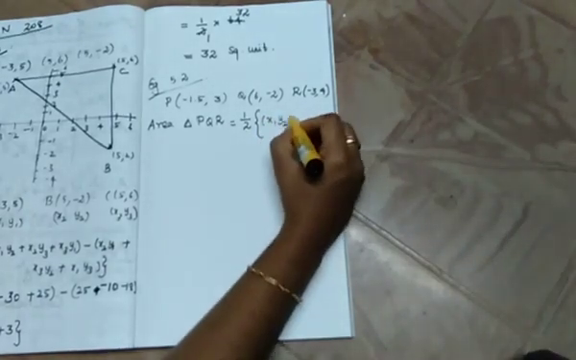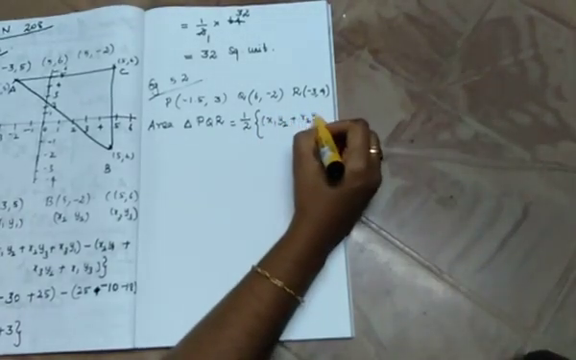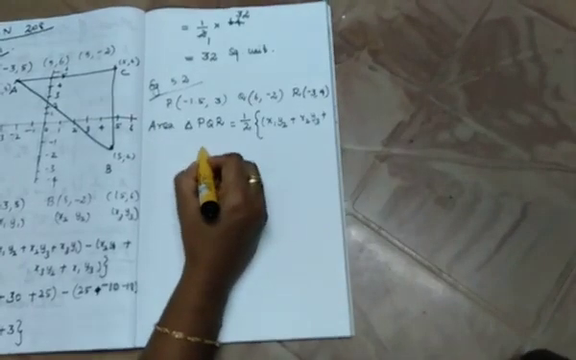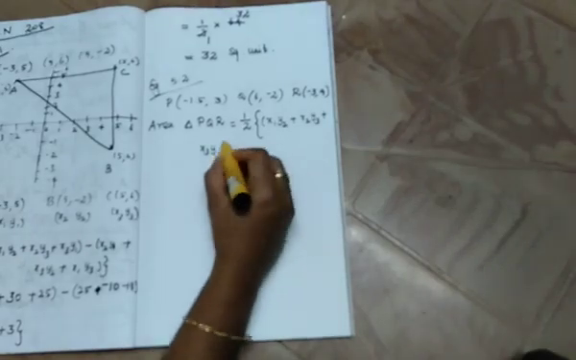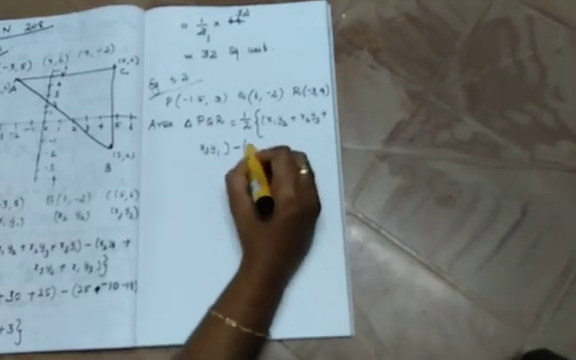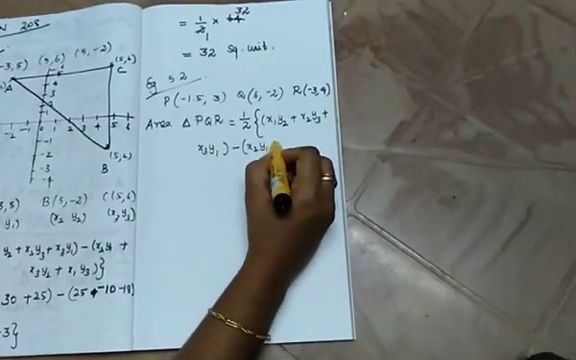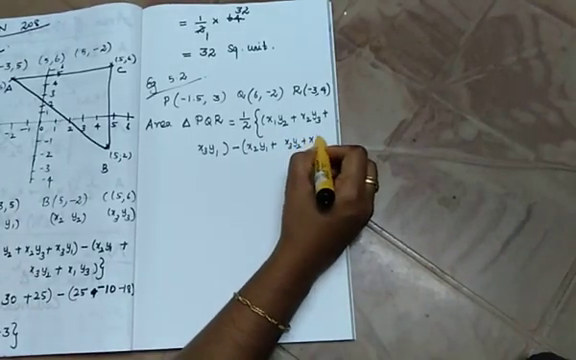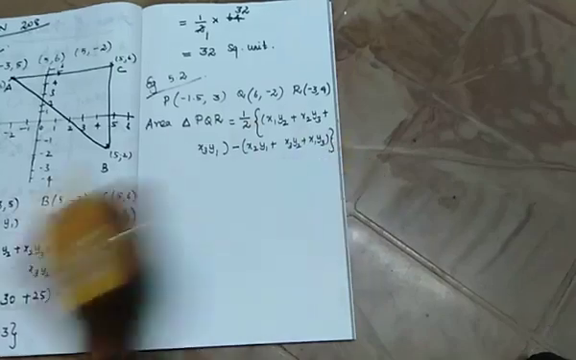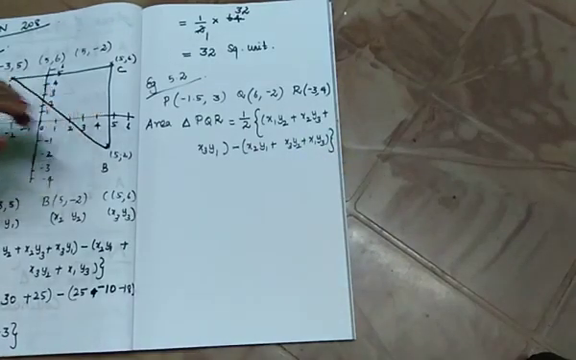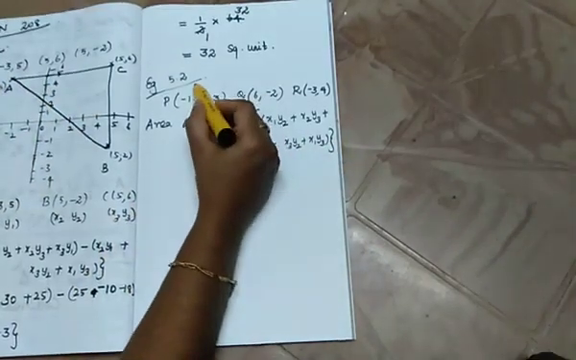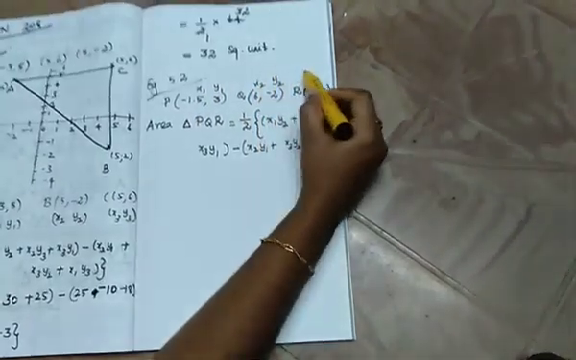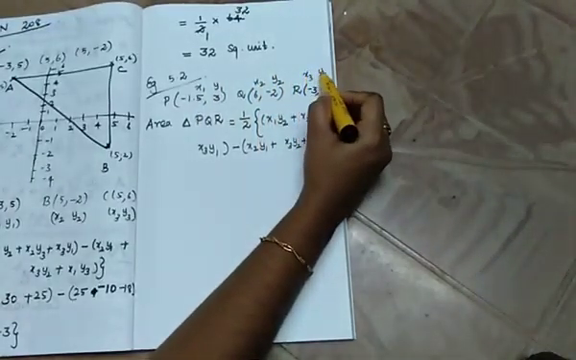x1 y2 plus x2 y3 plus x3 y1 minus x2 y1 plus x3 y2 plus x1 y3. This is our formula. So according to your points, this is x1 y1, x2 y2, x3 y3.